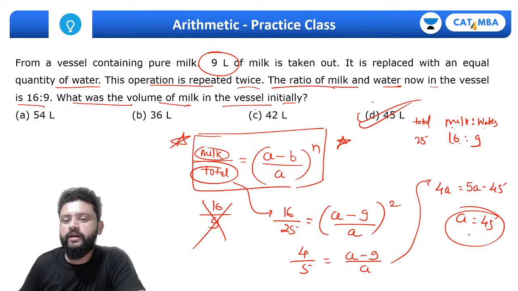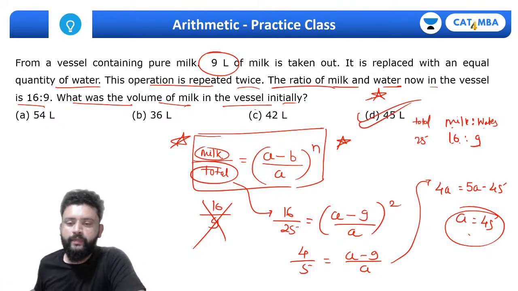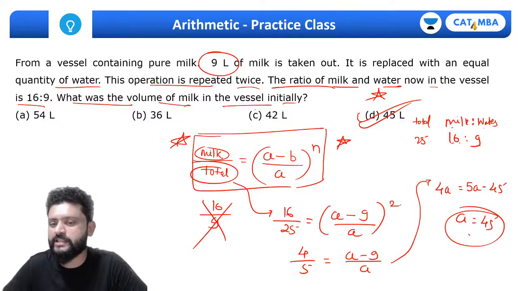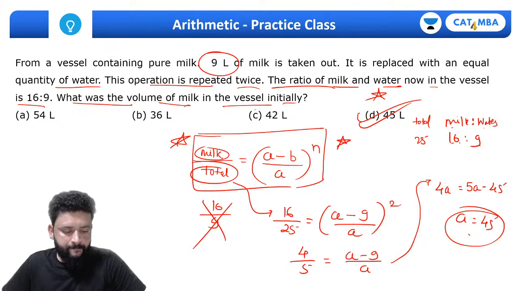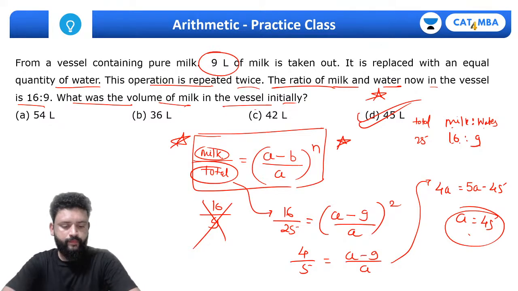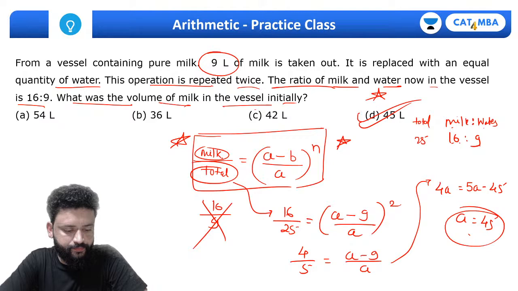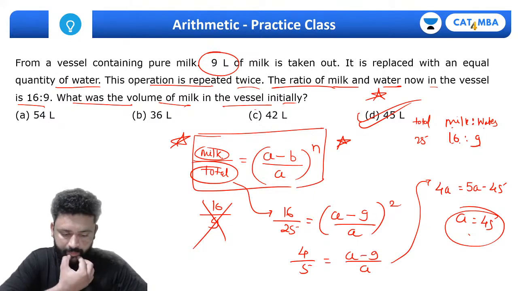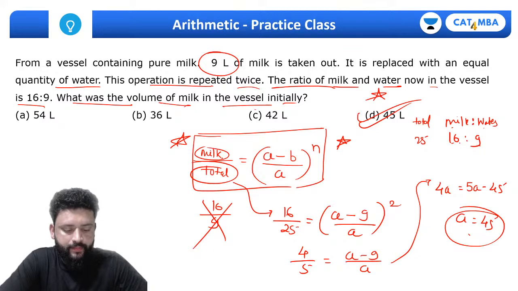Understood this, Ashish? Clear or any doubt in this? It is a straightforward formula based question, and if not you should be able to remember this formula. All clear? Shall we move to the next one?